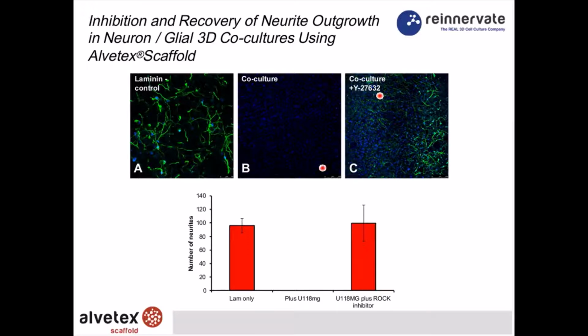And again, we can quantify that as shown beneath. So this is a nice model of how one can co-culture two different cell types in 3D and then perform a quantitative assay. In this way, it's neurite outgrowth.